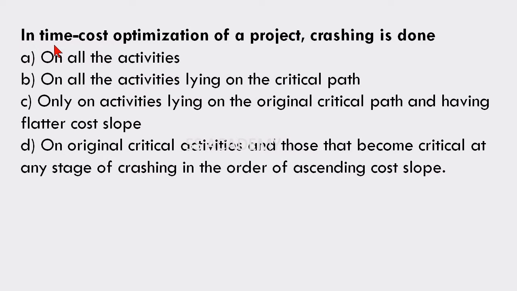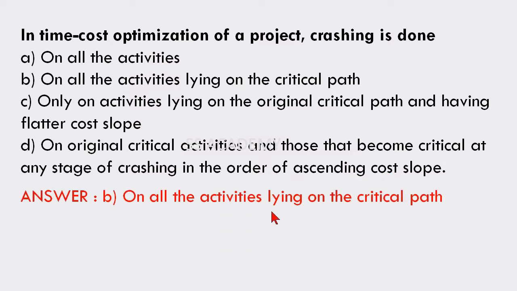Next question is, in time cost optimization of a project, crashing is done on all the activities lying on the critical path, only on activities lying on the original critical path and having flatter cost slope, or on original critical activities and those that become critical at any stage of crashing in the order of ascending cost slope. The answer is on all activities lying on the critical path.